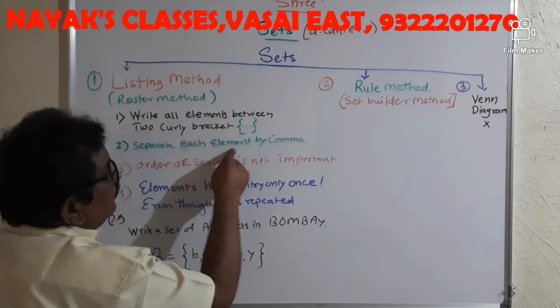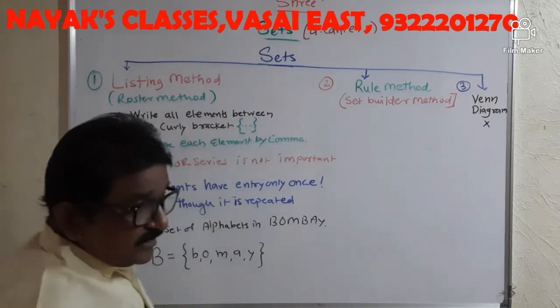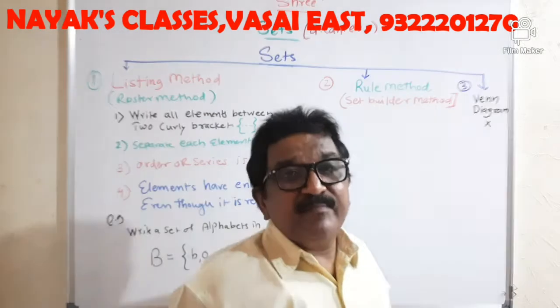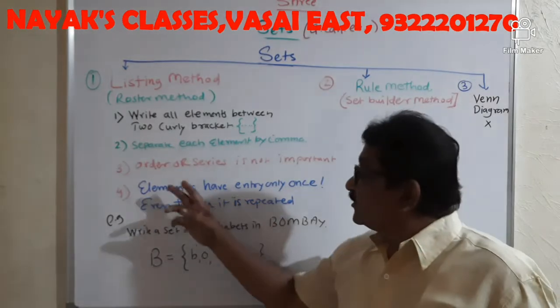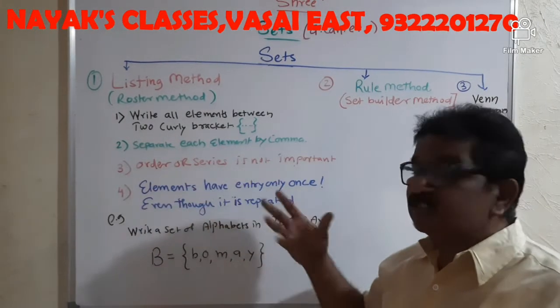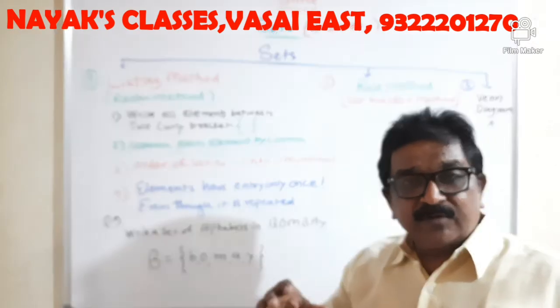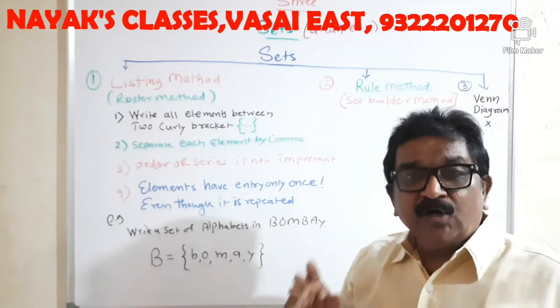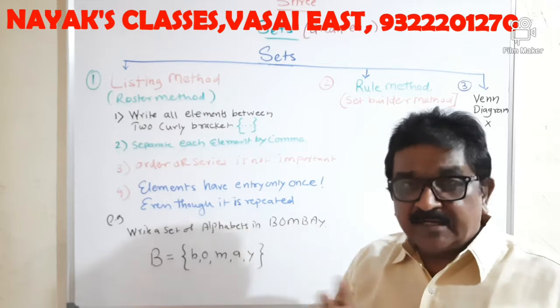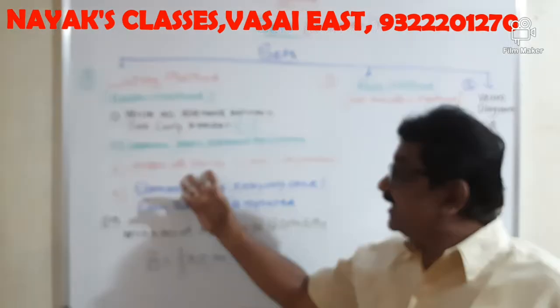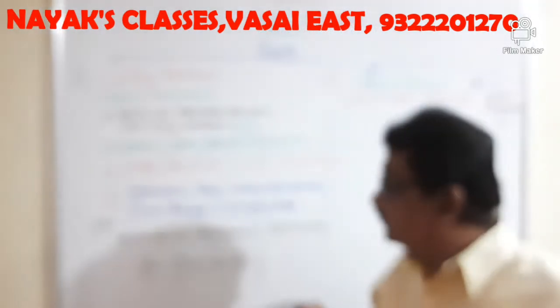Second, separate each element by a comma. Third, order or series is not important. Whether you are writing 1, 2, 3, 4 or 4, 3, 2, 1 or 3, 2, 4, 1, it is not important. Series or order is not important.